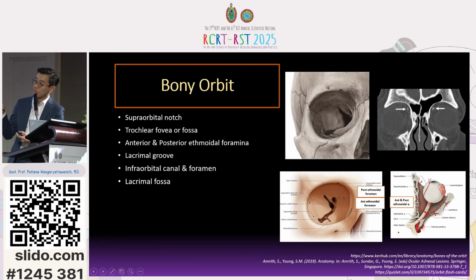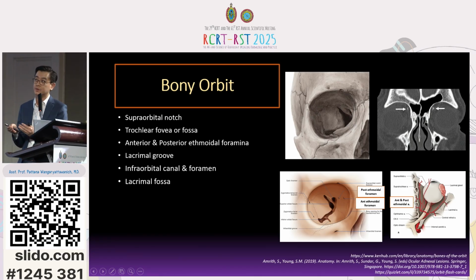And when we move down to the mid portion of the medial orbital wall, you will see two teeny tiny foramina, the anterior and posterior ethmoidal foramina. In this illustration, you will see that they are located just above the mid portion of the medial orbital wall. We're able to identify these structures, and it's more relevant when we interpret CT sinuses.